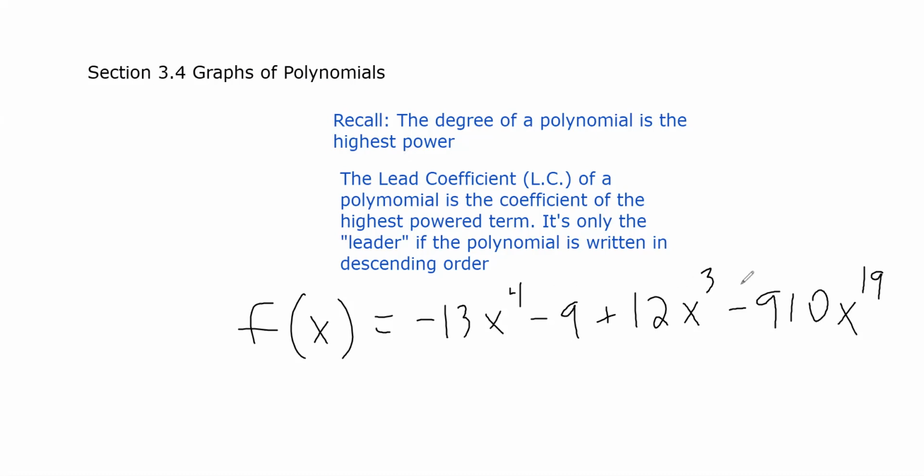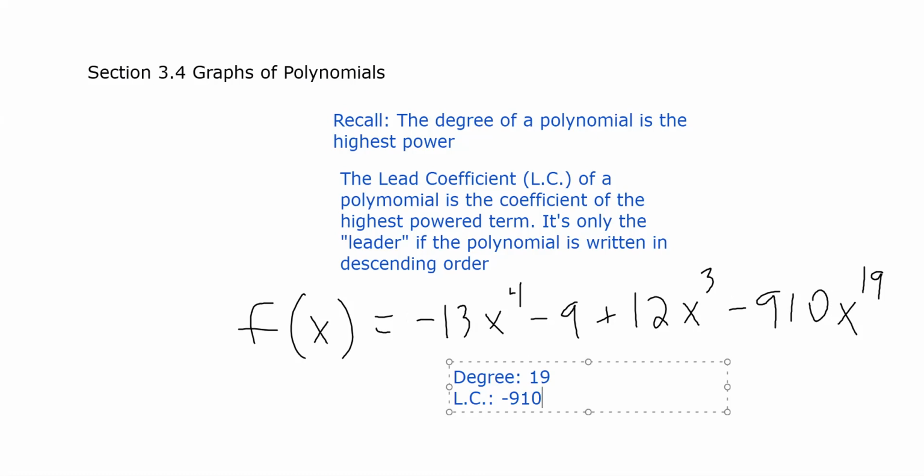This polynomial is not written in descending form because if it was, this would be the highest powered term and it would go first. And then the 4th degree term, then the 3rd degree term, then the constant. But that's okay. We still have to recognize that the degree of the polynomial is 19. It's the highest power you see. We also have to recognize that the lead coefficient is not the first coefficient you see. It is the coefficient of the highest powered term. It's negative 910, which is a negative number.